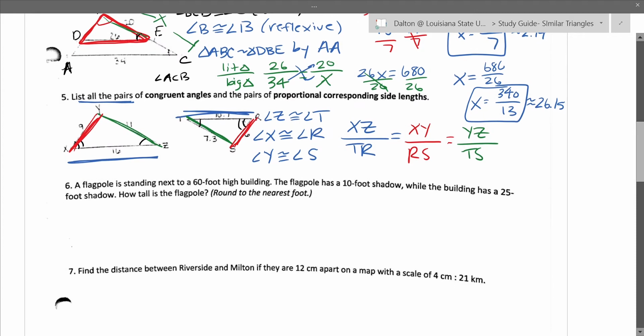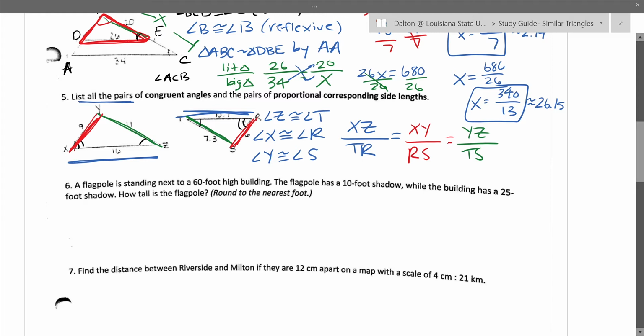Number 6, a flagpole is standing next to a 60-foot high building. The flagpole has a 10-foot shadow, while the building has a 25-foot shadow. How tall is the flagpole? Now, we haven't done a problem like this before, but think about what section we're in. We're dealing with similar triangles. So let me draw these scenarios.